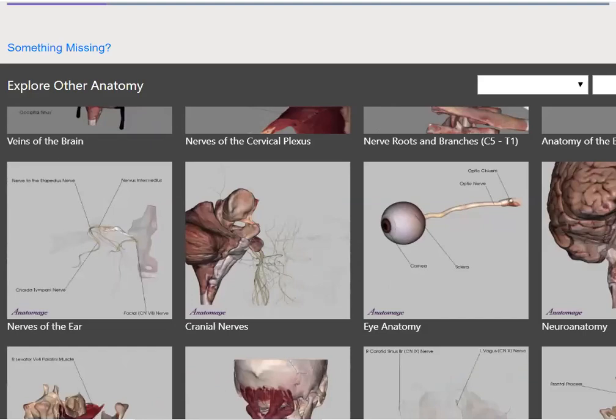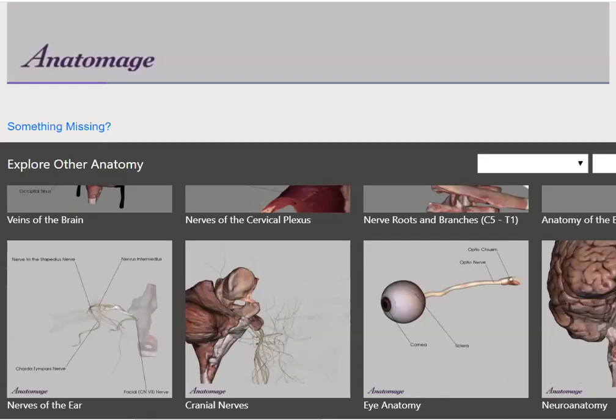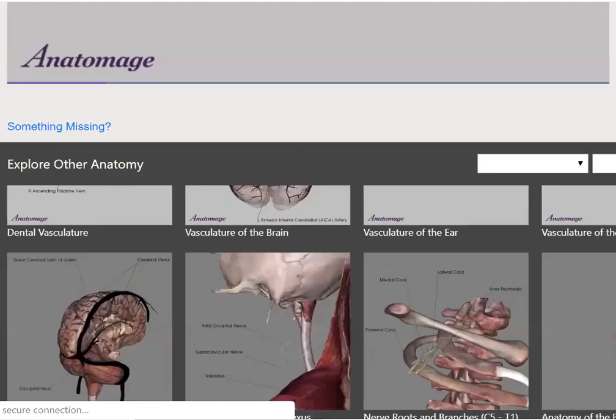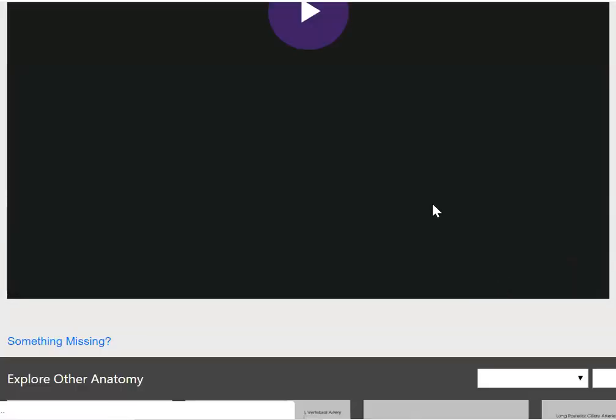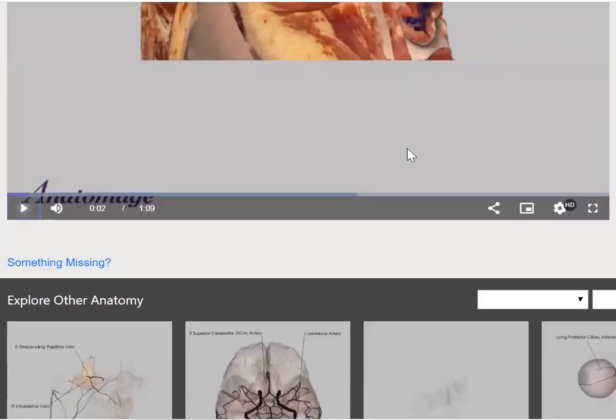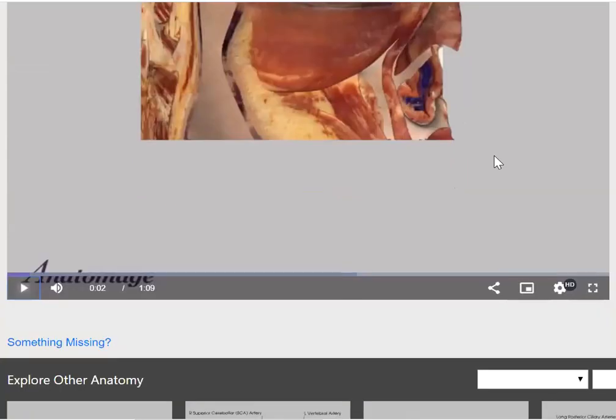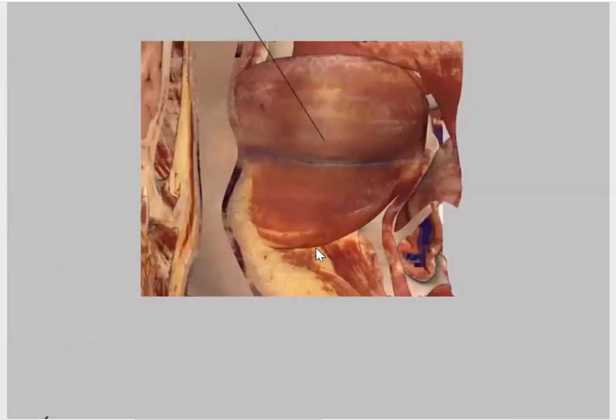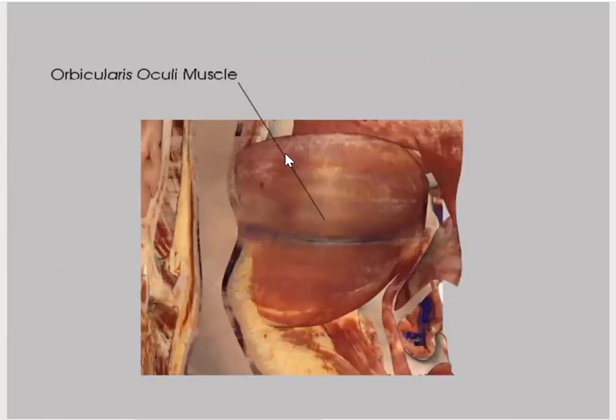So I'll talk about the eyes, the ears, and then some of the muscles that we talked about this week. And these are short videos, so I'll kind of stop them and talk about the important structures. So here we can see the orbicularis oculi muscle. And as I mentioned before, this is that circular muscle that is around the eye. That's important for closing the eyes.